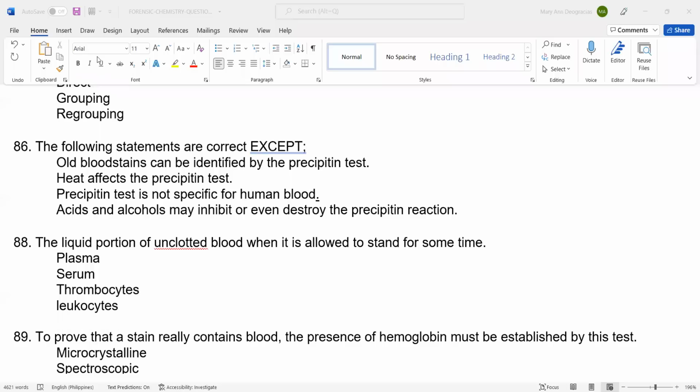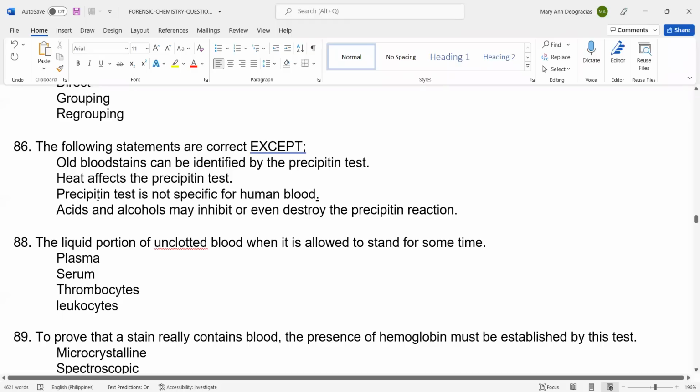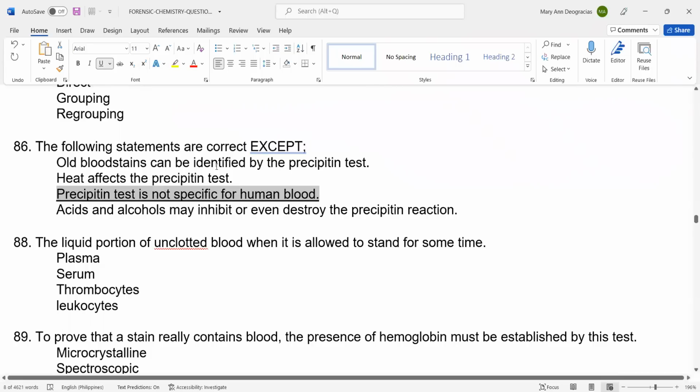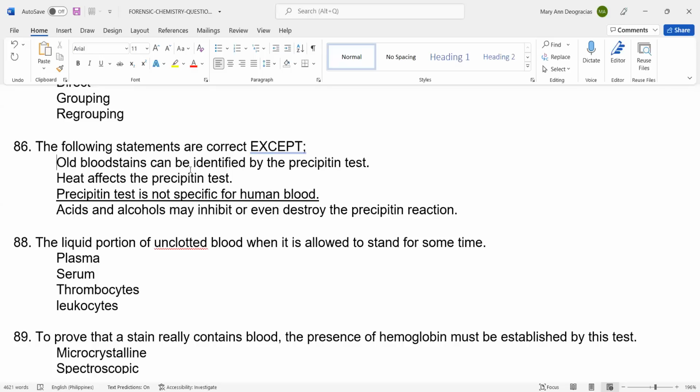Okay, may sumasagot. Okay, letter C. Very good. So our answer for number 86 is letter C. Why letter C? Precipitin test is already a specific test for human blood. Letter A is a correct answer kasi even old stains can respond to the precipitin test. Tapos, one limitation of the precipitin reaction is heat.